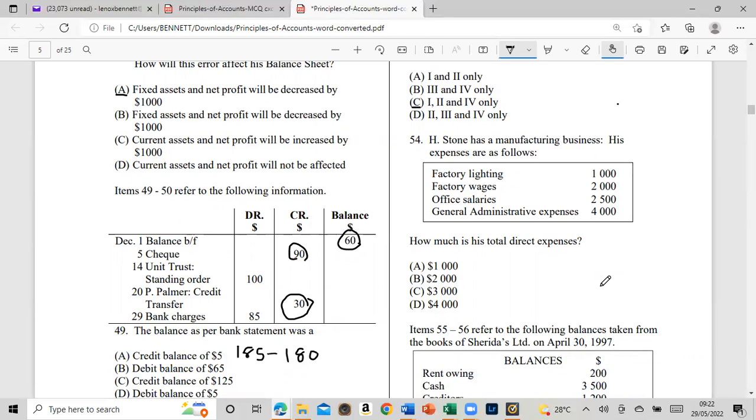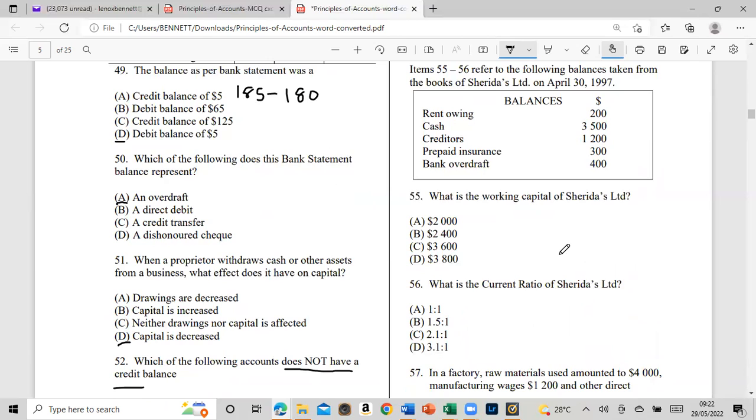Stone has a manufacturing business, and its expenses are as follows: factory lighting, $1,000; factory wages, $2,000; office salaries, $2,500; and general administrative expense, $4,000. How much is his total direct expense? And that would be the factory wages. So that is B. Let's move on to 55.